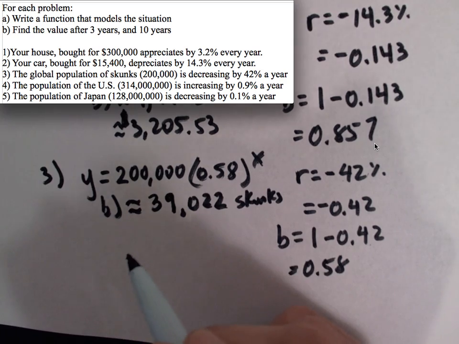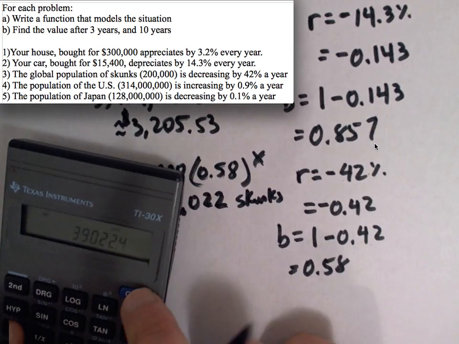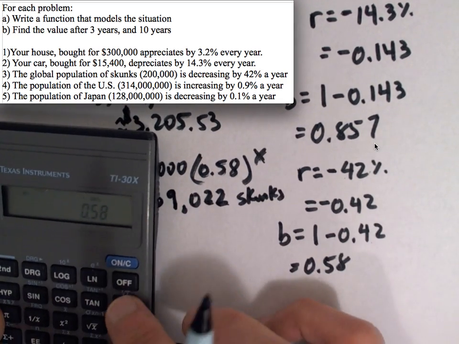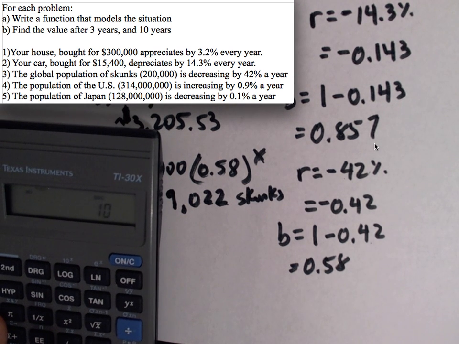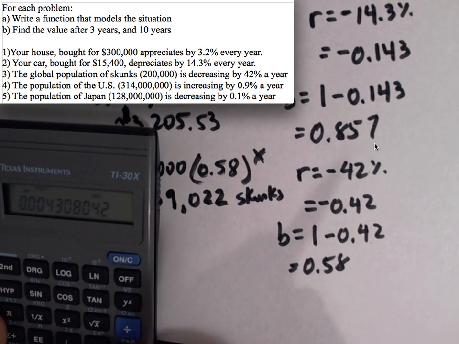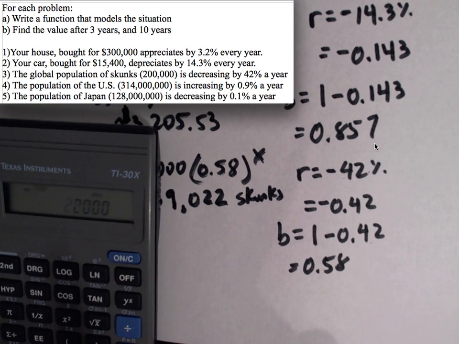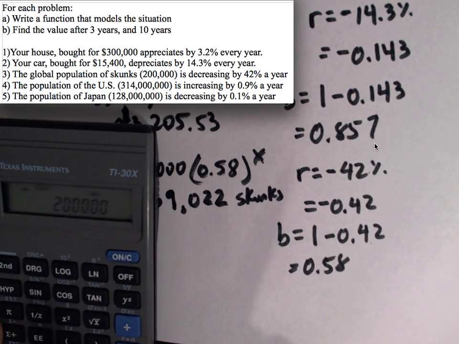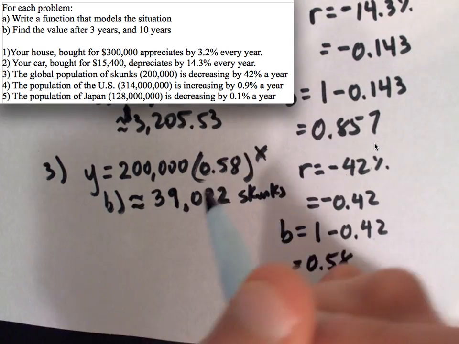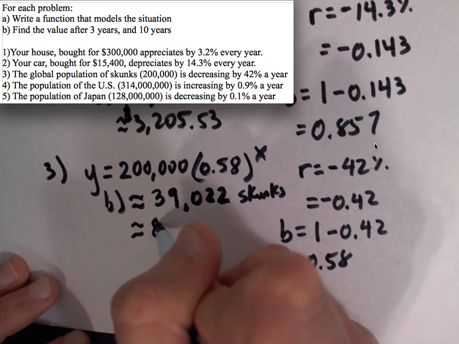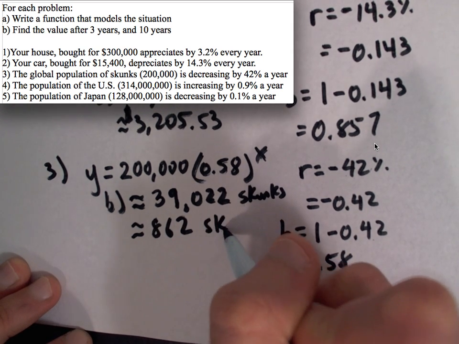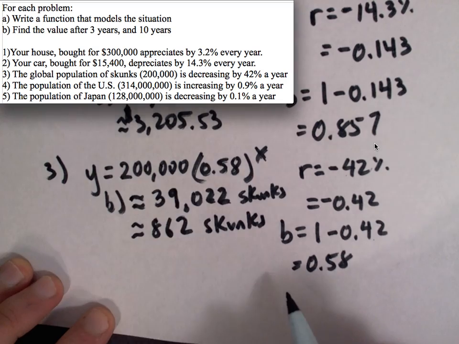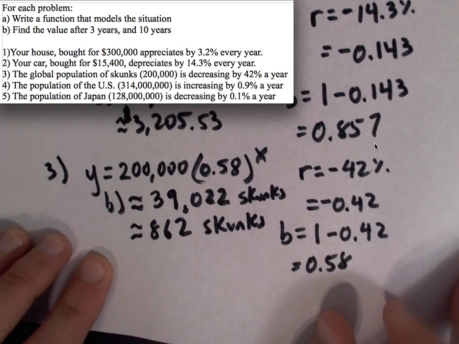Okay, and the second one after 10 years. Now these skunks are going way down, way fast, so we'll see how many are left after 10 years. Multiply that by the initial population of 200,000. Only 861. Well, if you round it up, it'd be 862 skunks left over because they are dropping so rapidly every year. Okay, let's try the last two.